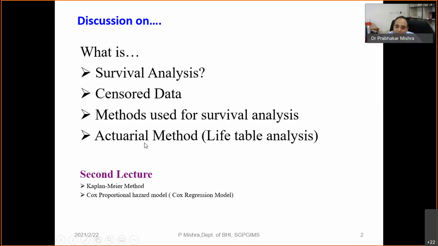The first method that I have to discuss is life table analysis. Tomorrow I will discuss Kaplan-Meier and the Cox proportional hazard model, whose other name is the Cox regression model. So basically in survival analysis, life table, Kaplan-Meier and Cox are the three statistical methods used to analyze the data. Today I discuss life table analysis, and tomorrow we will discuss the Cox proportional hazard model and the Kaplan-Meier method.